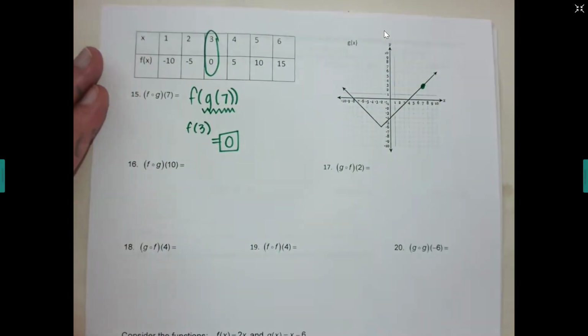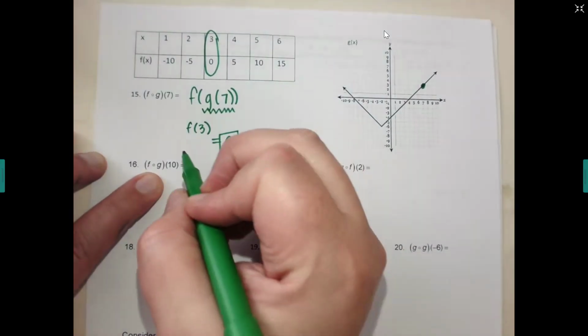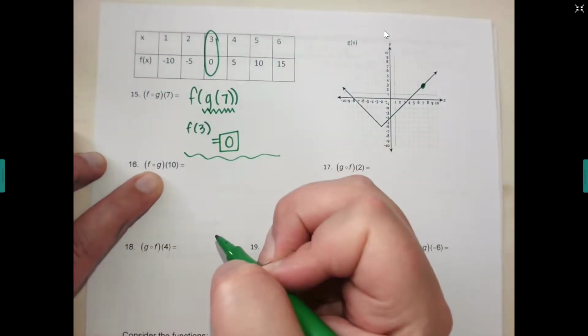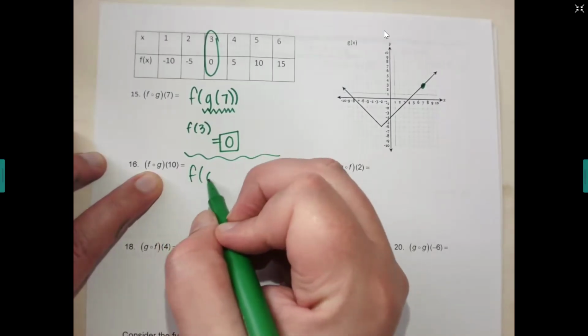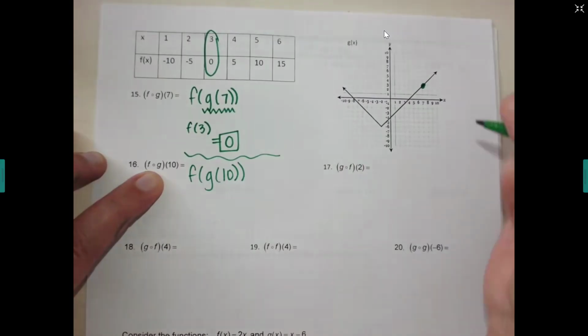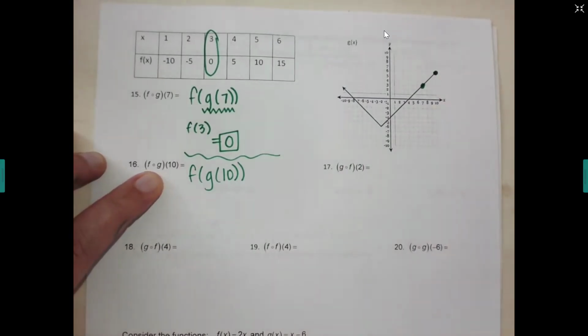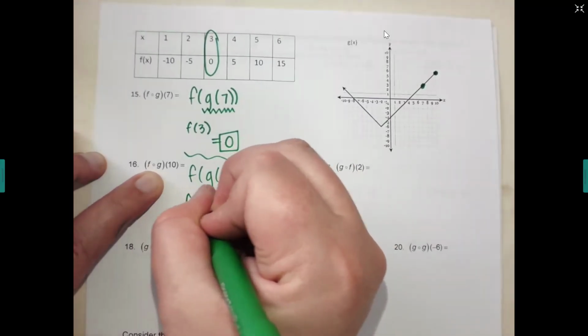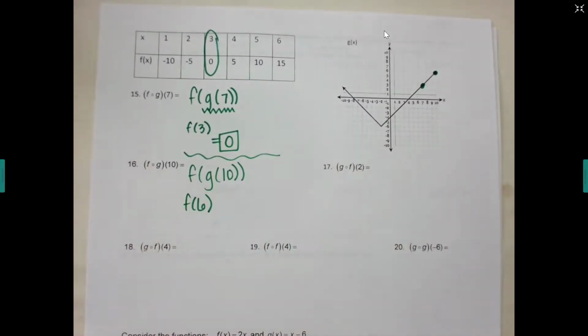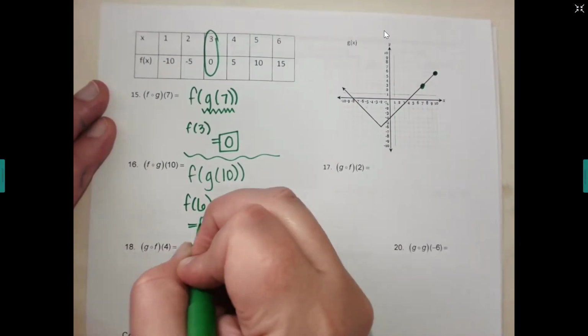Okay. We'll do maybe 2 more of those. Let's do 16. I want F of G of 10. So who do I start with, the F or the G? G, and I want it at what number? 10. Then G of 10 would be way out here on the end. How high is it? 6. Then I want F of 6. And remember that F is going to be my chart. I'll find 6 and then report back what the answer is. So at 6, my answer is 15.